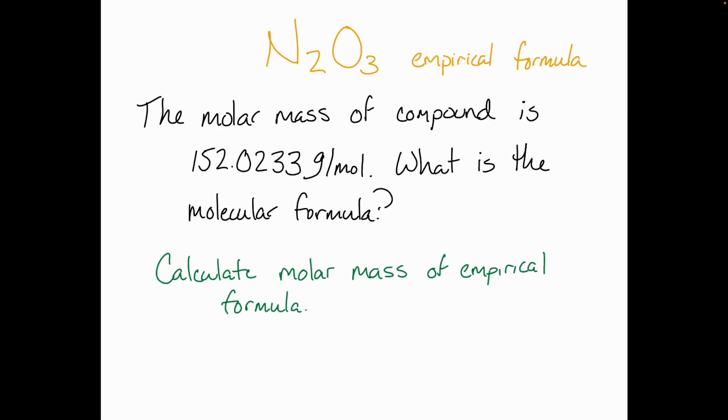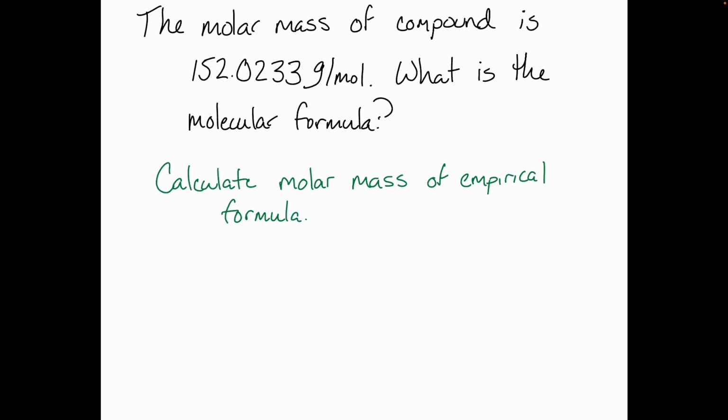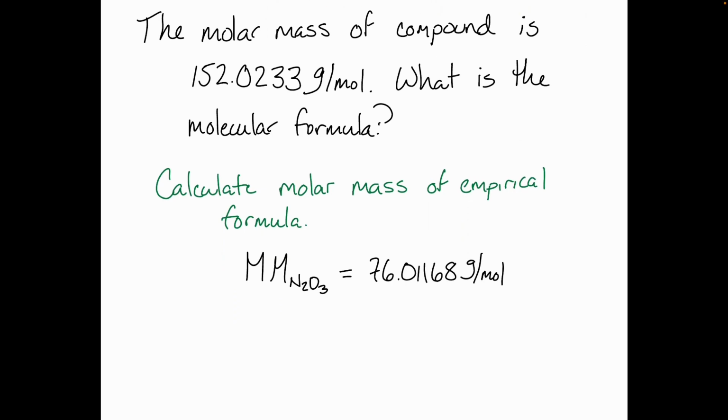Okay, so just to put it back over here, the molar mass of our empirical formula N2O3 comes out to be 76.01168 grams per mole. Okay, so am I done? No, this doesn't match the molar mass of my compound.